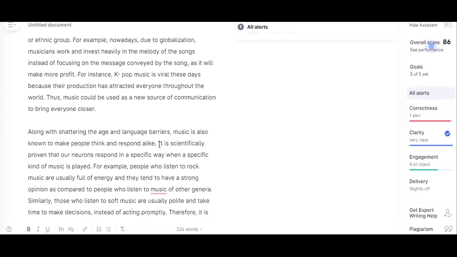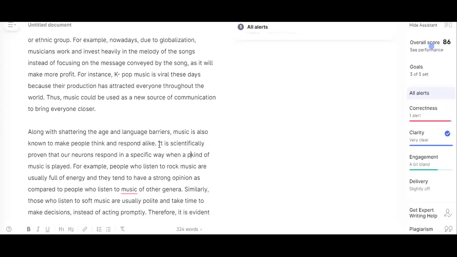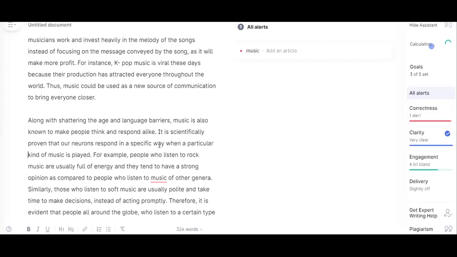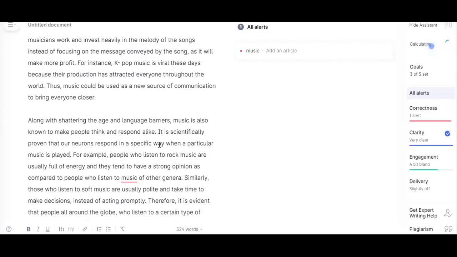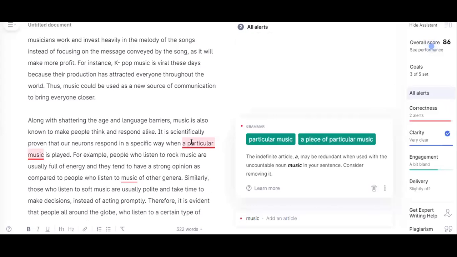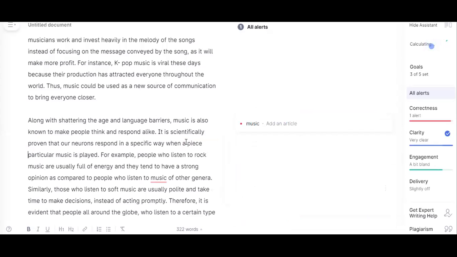Okay. So it is scientifically proven that our neurons respond in a specific way when a particular music is played. For example, when a piece of particular music. Either remove a.